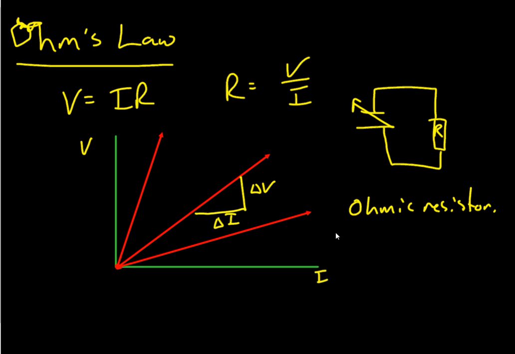These are ideal resistors. In real life, resistance is often affected by things like temperature. If you're dealing with semiconductors, it gets all crazy. But in general, most resistors that we'll ever really deal with in terms of physics problems are going to be considered to be ohmic resistors. Okay, does that make sense?